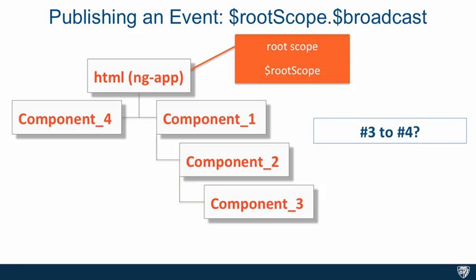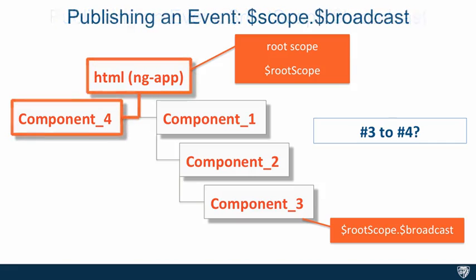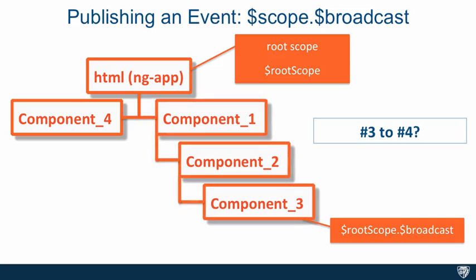Therefore, if your component 3 is trying to reach component 4, which is not in a direct scope chain up the chain tree, you can use $rootScope.$broadcast inside of your component 3, and that will reach the very top of your scope chain and will propagate down, reaching component 4. Note that when you broadcast from the root scope, every single node in your application gets the event and has a chance to respond to it.